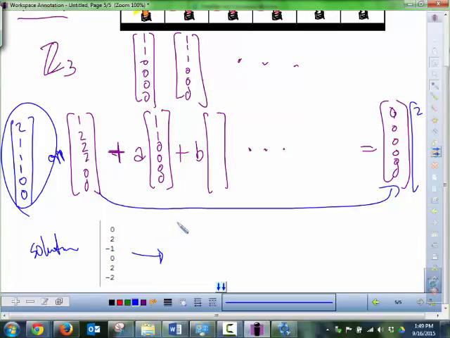So given our solution, I want to translate this without negatives because I'm in Z3. I only have 0, 1, and 2 to deal with, so I don't know what those negatives are. So negative 1, is that 1 or 2?